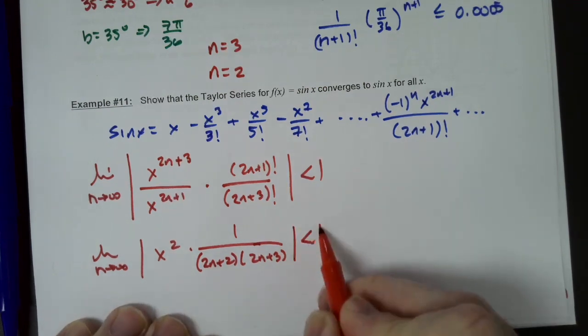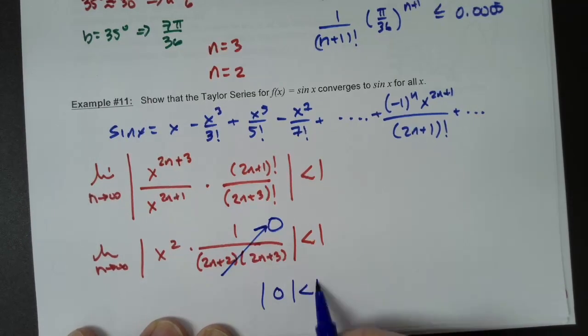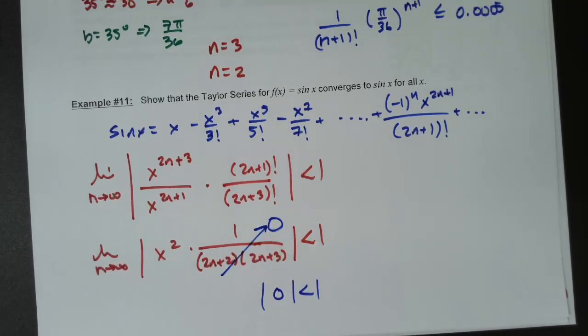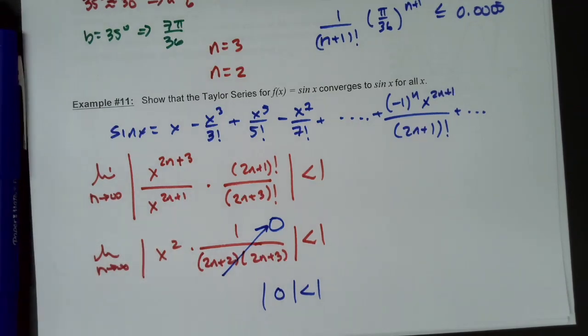But that didn't really matter to us. We already knew that this was going to go to what? Yes, it goes to 0. Hey, is 0 less than 1? Yes. So yes, we have shown that no matter what, this will always go to 0.